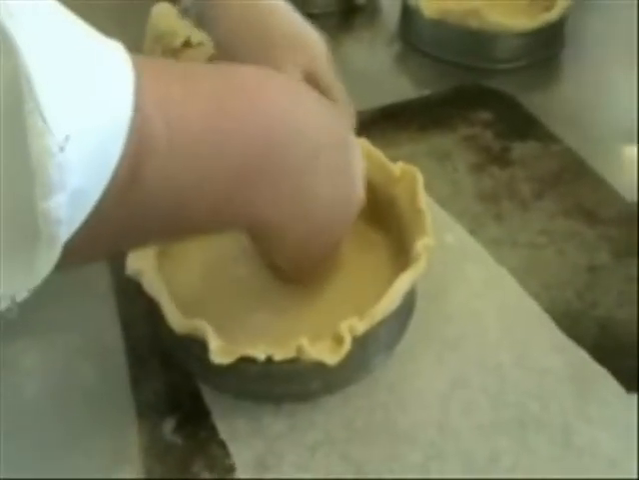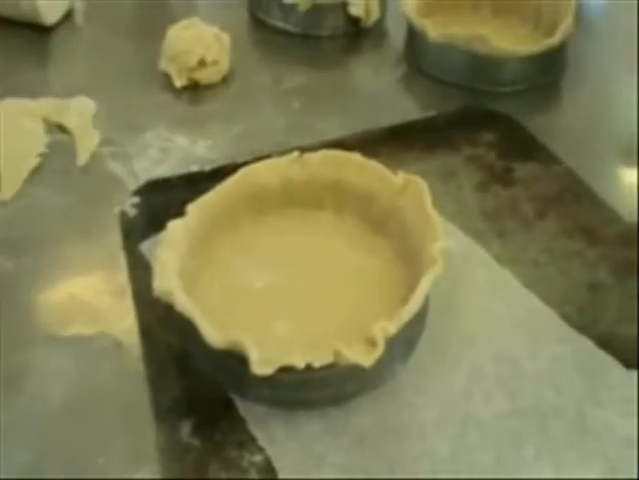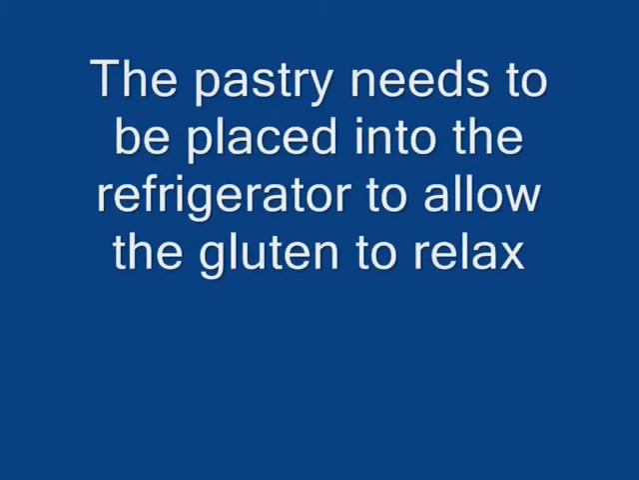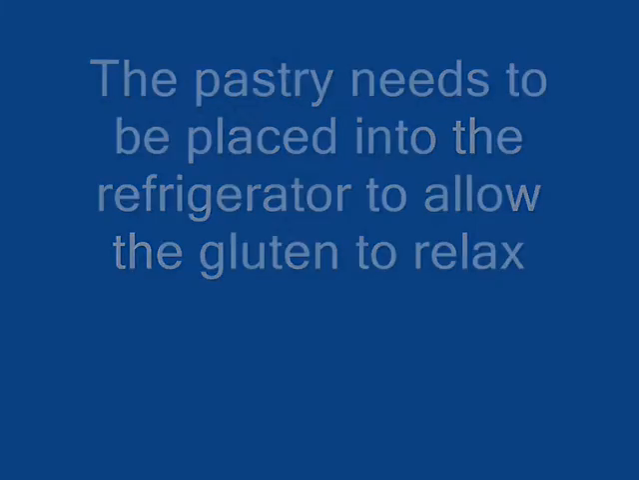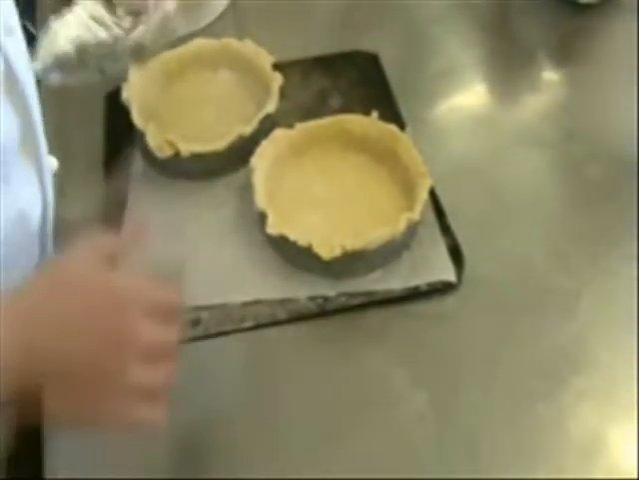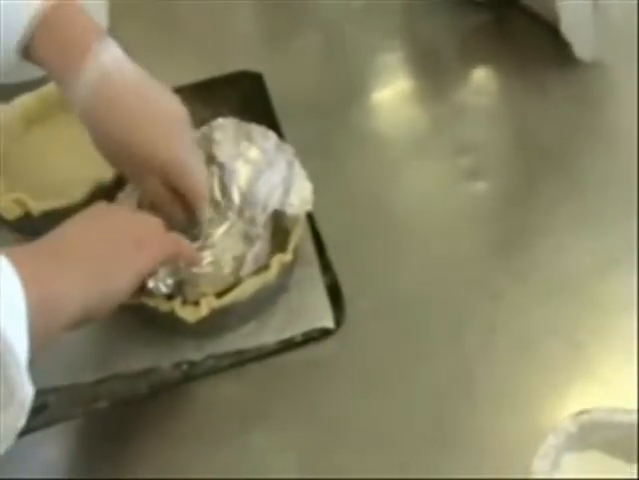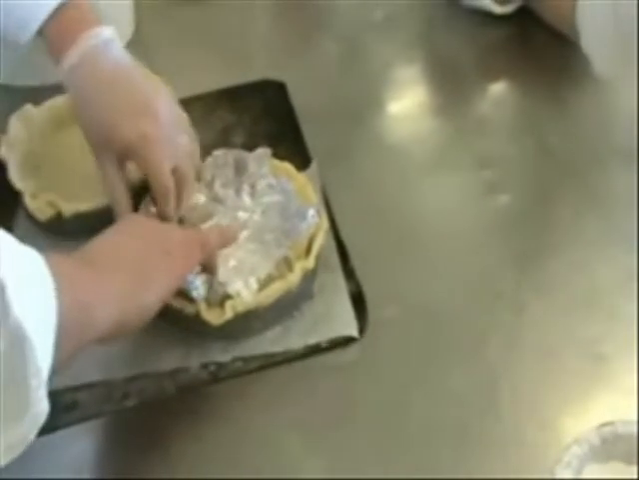Once it's been lined, it needs to be placed into the fridge for about half an hour for the gluten to relax. This is really important. The refrigeration process is there to allow the gluten strands to contract and relax so we prevent shrinkage in the oven, but also to allow some of the butter to firm up as well and help set that pastry.